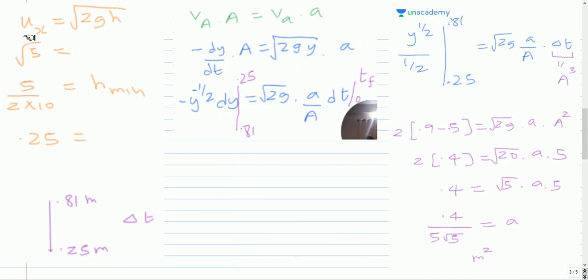So the velocity is related to the water level as square root of 2gh. This is Torricelli's law. This can be obtained by using Bernoulli's principle, but in this problem we will use this result. So using Torricelli's law, we get root 5 as square root of 2gh. From this you get the h corresponding to that jet. The h minimum is 0.25 meters. So you have to find the time interval for the water level to go from the initial level, that's 0.81 meters, to 0.25 meters.